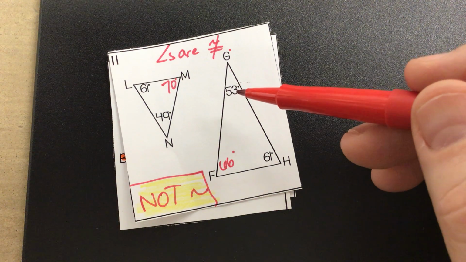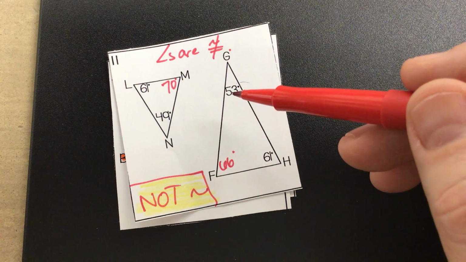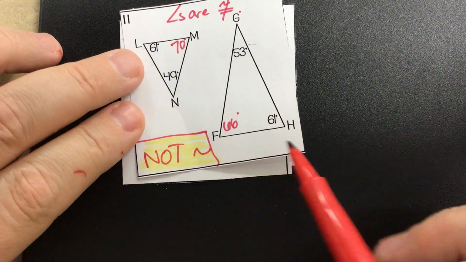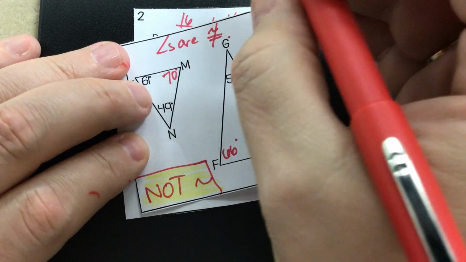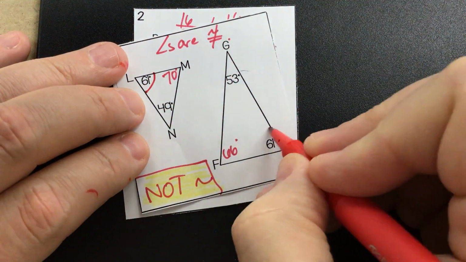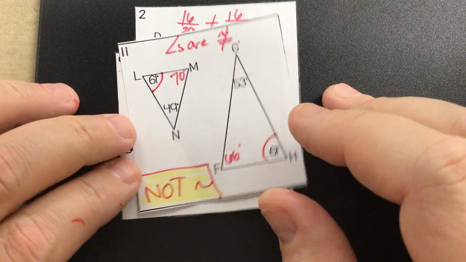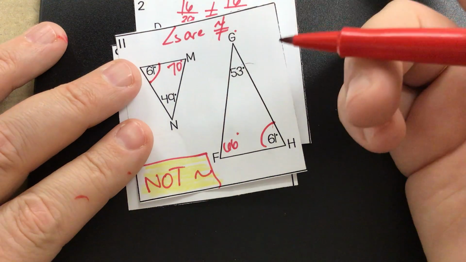63 plus 53 is 114. And if I take 180 minus 114, that gives me 66. So now I know all 3 angles. But if you look at it, I have 61 goes with 61. That's one pair of angles that are congruent. But again, to get angle-angle similarity, you need to have two.